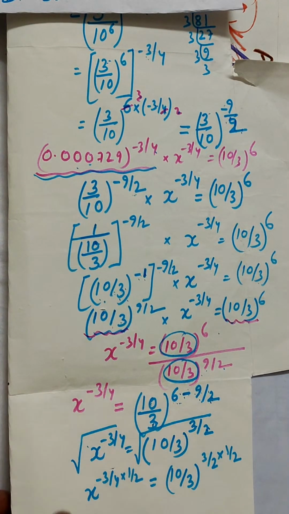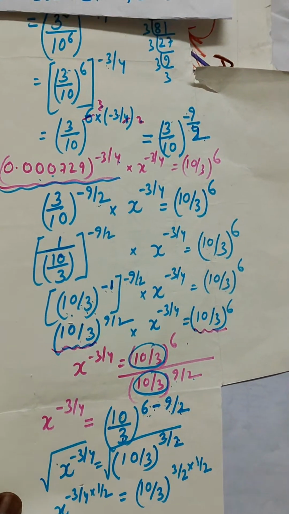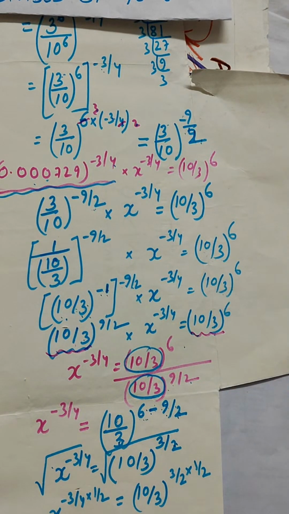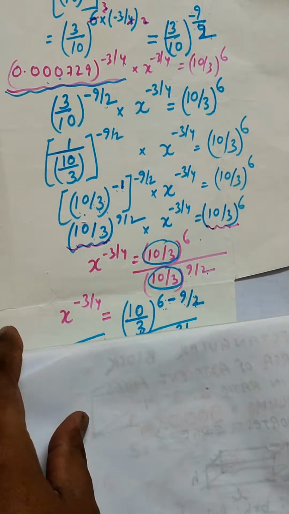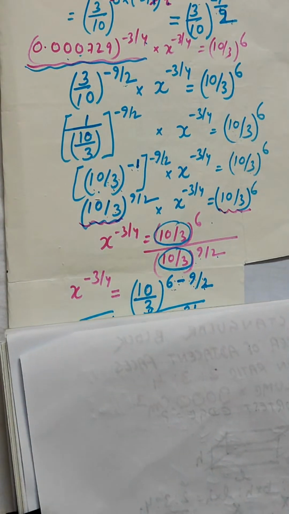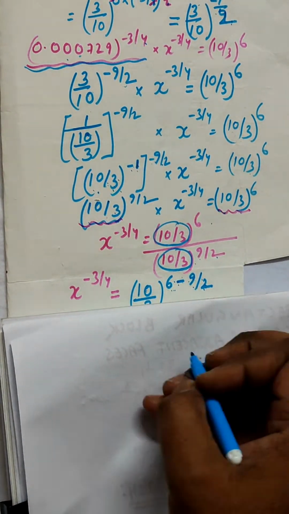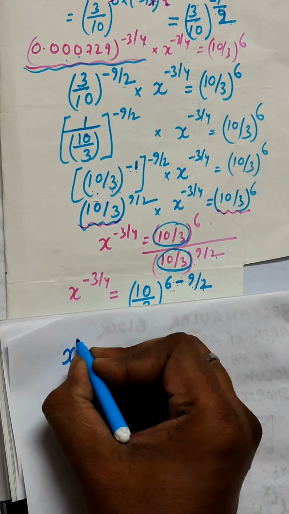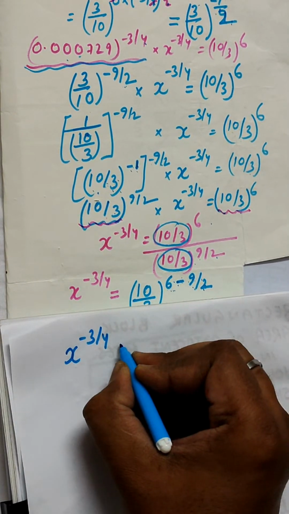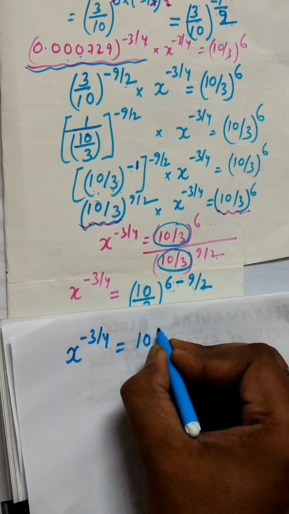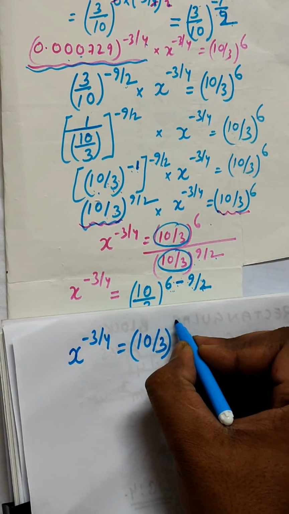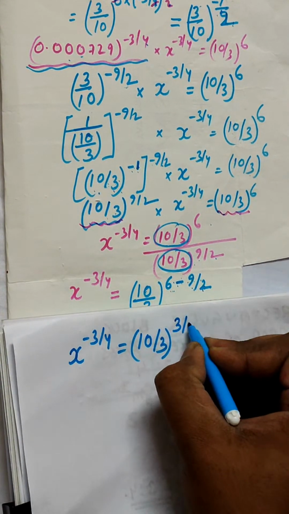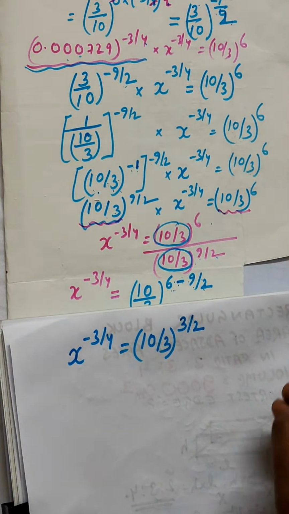Here, I'm writing, so from this step, what we have already derived is x power minus 3 by 4 was equal to 10 by 3 power 12 minus 9, that is 3 by 2. This is your answer, okay?